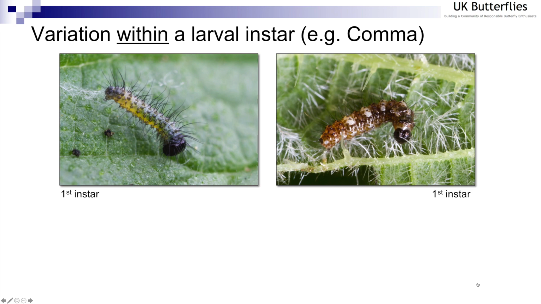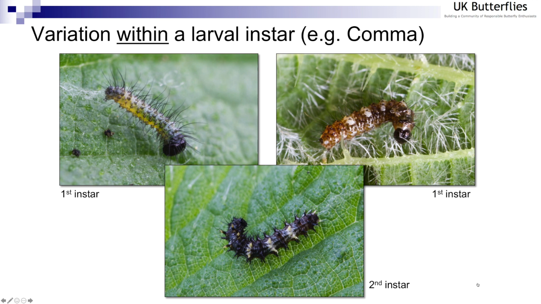And the reason for that is that when it turns into the second instar, you can see that it does actually have white spines protruding from its body, and that is really a clue as to what you're seeing in the final stages of the first instar caterpillar.